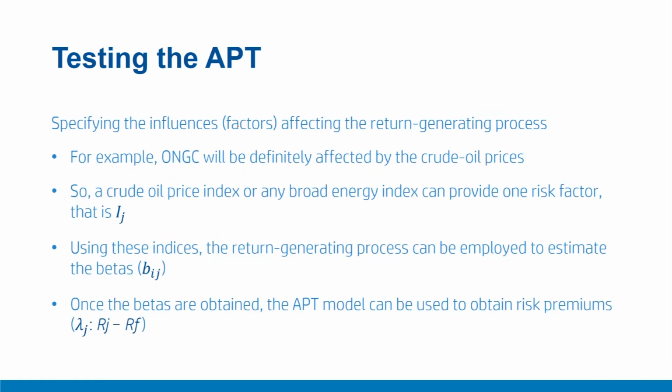For example, let's take the case of ONGC. Now, crude oil prices affect ONGC and a number of similar securities that are part of the oil and gas industry. And therefore, any broad energy index that captures the movement in crude oil prices can provide one such risk factor IJ related to the oil and gas industry. Similarly, various such indices such as inflation, interest rates, and so on can be decided, and in the return generating process, these IJs can be specified to obtain estimates of sensitivities of the security towards these factors IJs.